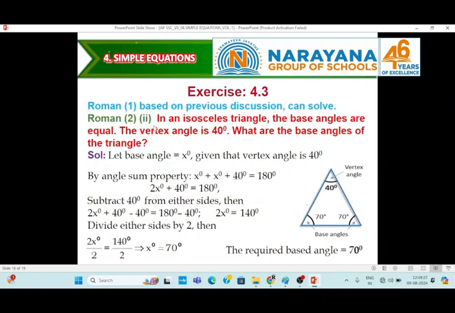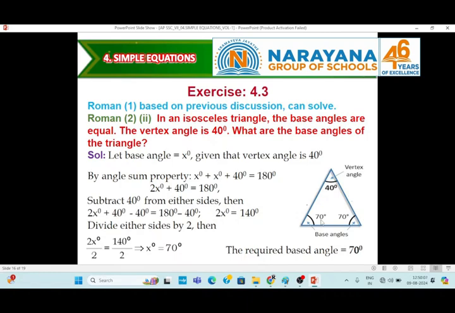And the second Roman, second question, is a word problem based on the equations we discussed just now. In an isosceles triangle, the base angles are equal. The vertex angle is given as 40 degrees. So what are the base angles of the triangle? Actually, the base angle is required to be found. So let the base angle be x degrees. Given that the vertex angle is 40 degrees, by the angle sum property, the sum of the three interior angles in a triangle is 180 degrees.